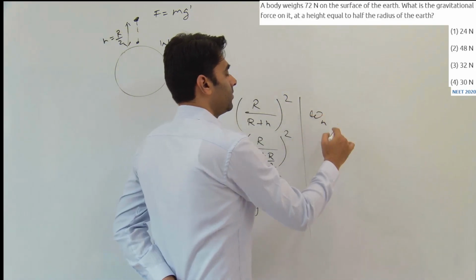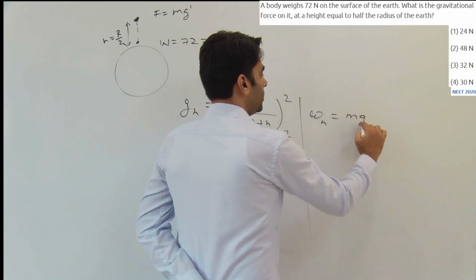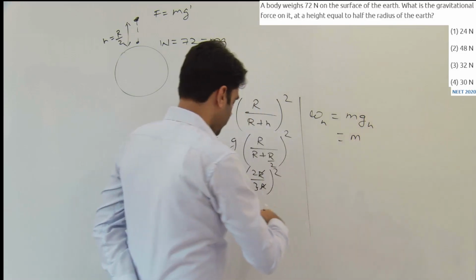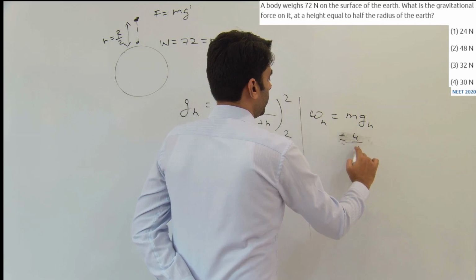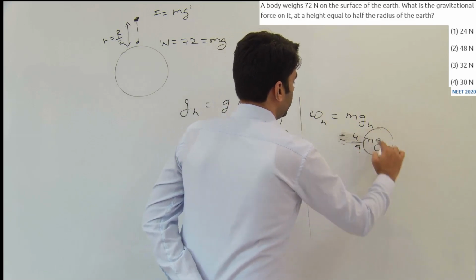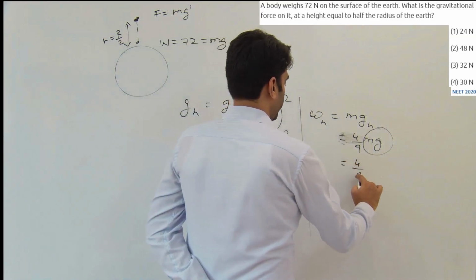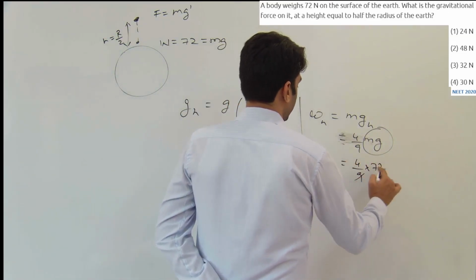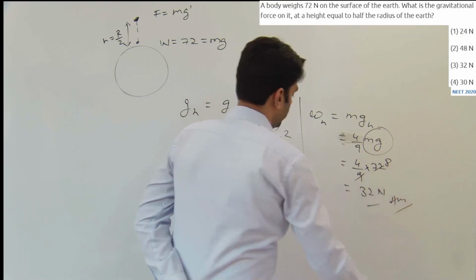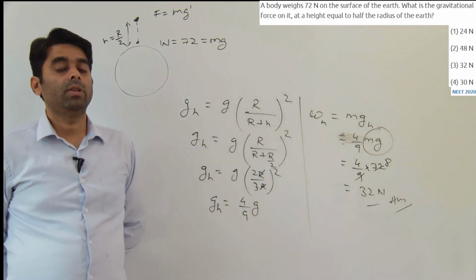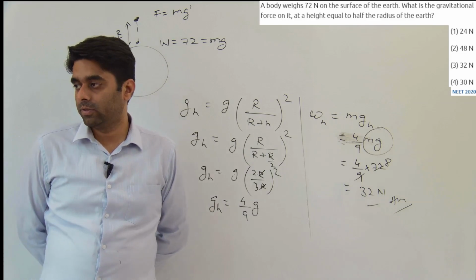Once we have our g value at height h, the weight or the gravitational force is equal to m into gh. So m into gh is 4 by 9 g, so I'll write it as 4 by 9 mg. Now the mg value is given to us as 72 Newton, so 4 by 9 into 72. 8 times 4 is 32. So we have 32 Newton as the gravitational force at a height of r by 2. Let's look at the next question.